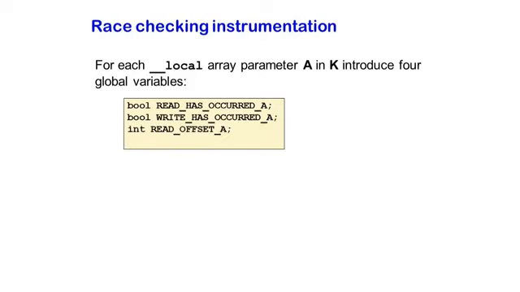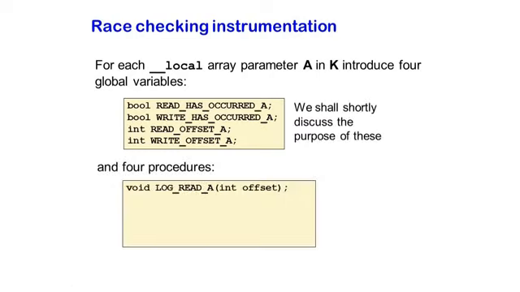And then an int read offset A, such that if read has occurred A is true, this variable read offset A contains the offset that was read from. And an int write offset A, such that if write has occurred A is true, write offset A has the offset that was written to. And I will explain later how these variables are manipulated to perform race checking.